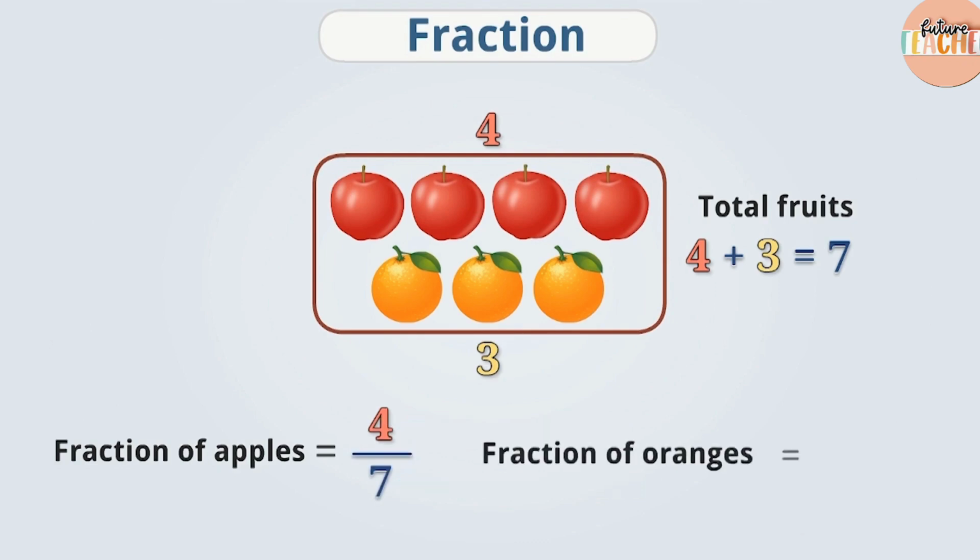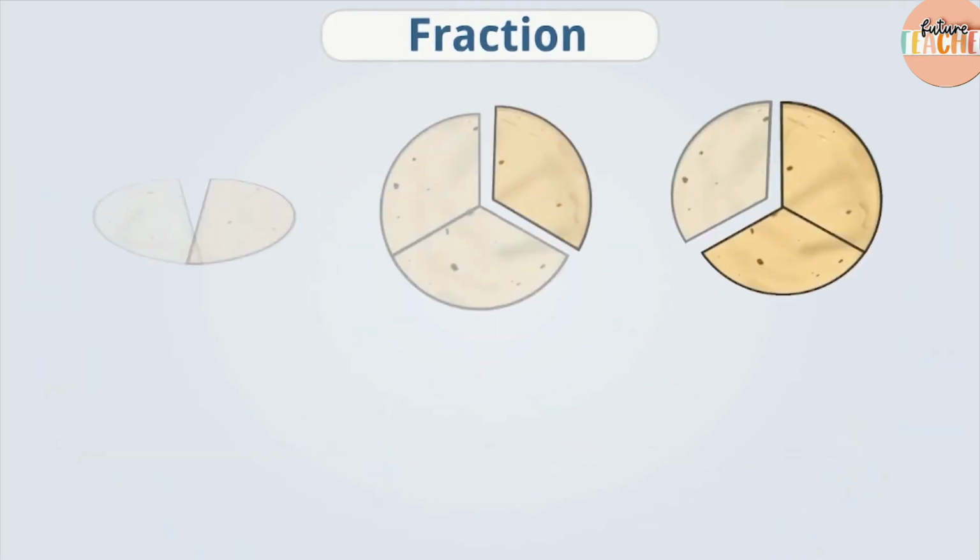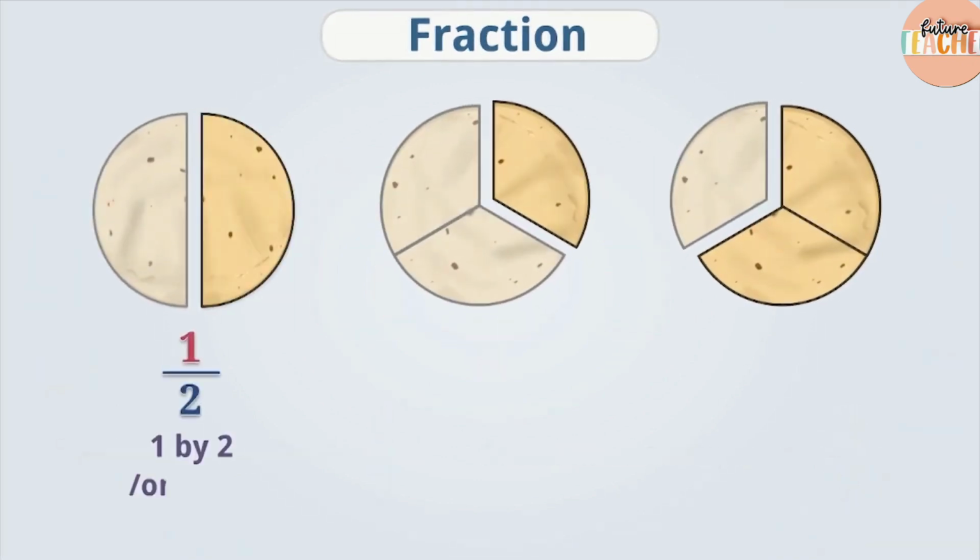Similarly, can you find the fraction of oranges in this group? You've got it right. Here, there are 3 oranges among the group of 7 fruits. Therefore, the fraction for oranges here is 3/7. Let us see some fractions. This is 1/2.